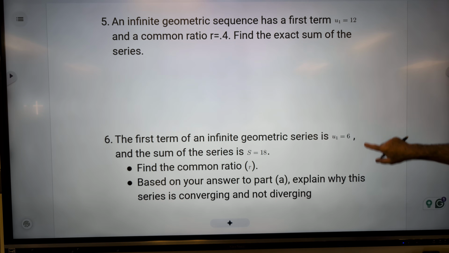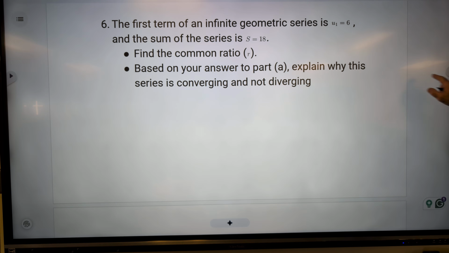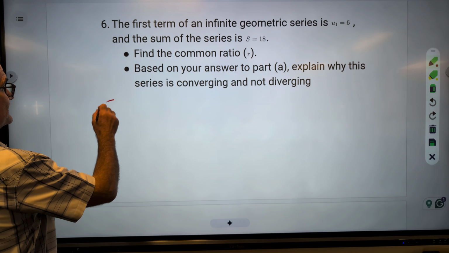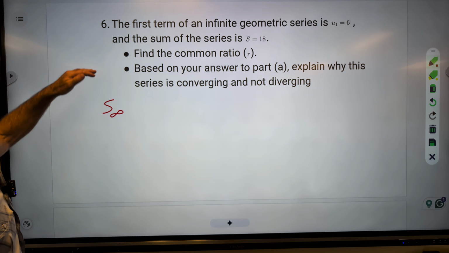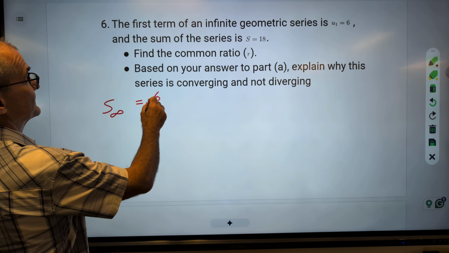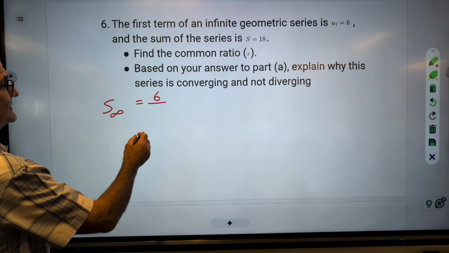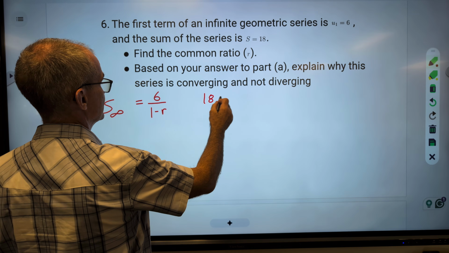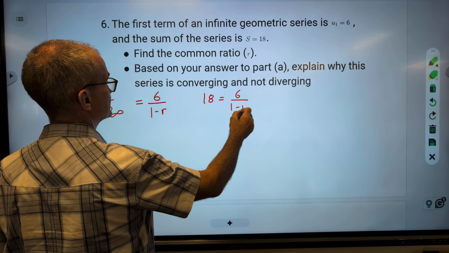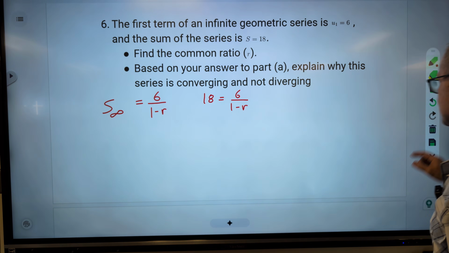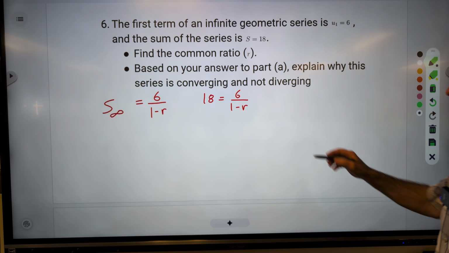All right, last problem right here, number 6. 2 pieces to this one. The first term of an infinite geometric series is 6, and the sum of the series is 18. So I have that value right there. So I have 18 is equal to 6 over 1 minus r. One ratio equal to another ratio, that's a proportion. I'm going to cross multiply.